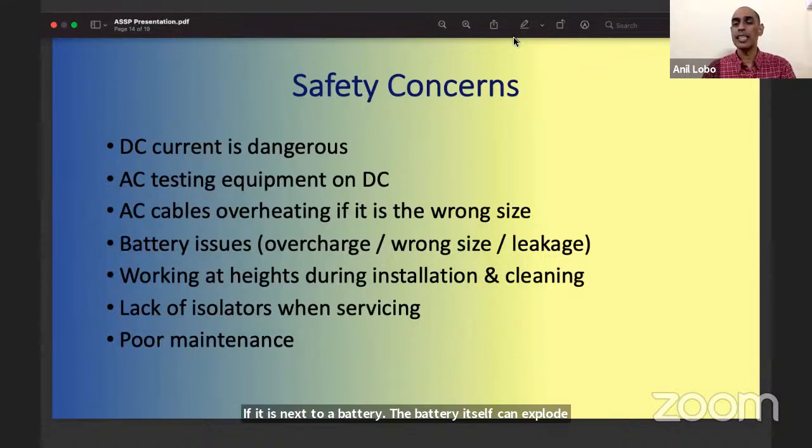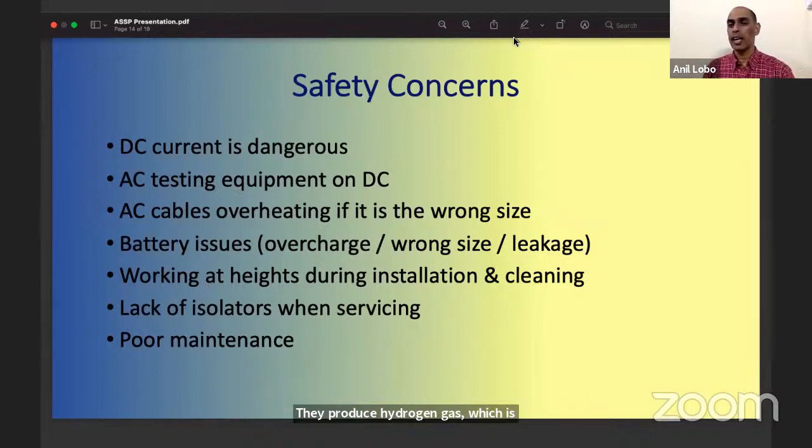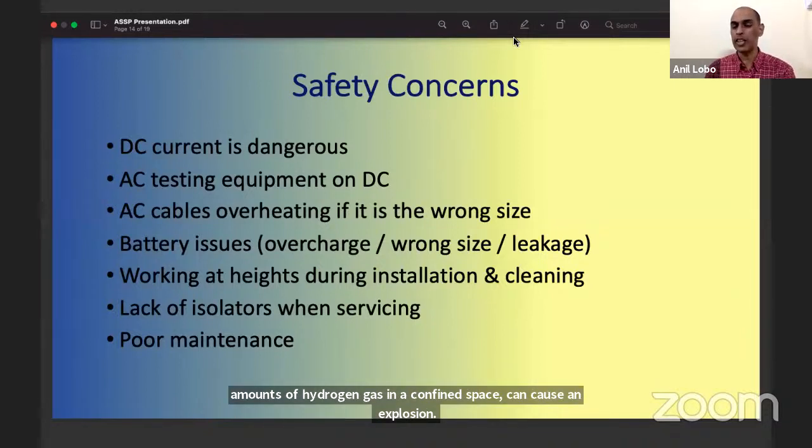And the batteries, these are acid batteries, lead acid batteries. The lead acid batteries are corrosive, and if they are in your house, they can cause very serious floor damage, wall damage, and even sometimes the fumes can be quite toxic. They produce hydrogen gas, which is explosive. Large amounts of hydrogen gas in a confined space can cause an explosion. So we have to be very careful with the batteries too.